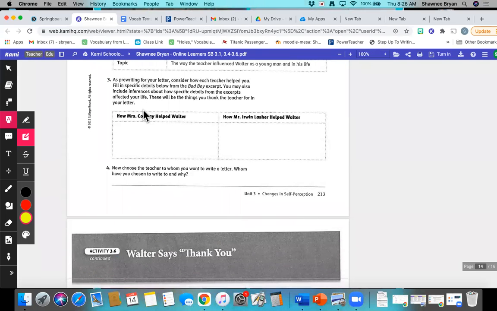As a pre-writing activity, you are going to list out a couple of ways that Mrs. Conway helped Walter and a couple of ways that Mr. Irwin Lasher helped Walter. Based on what you come up with, you are then going to choose the teacher to whom you want to write the letter. So you are simply going to put their name on the line and why you chose them. So I am choosing Mr. Irwin Lasher because, or I am choosing Mrs. Conway because.